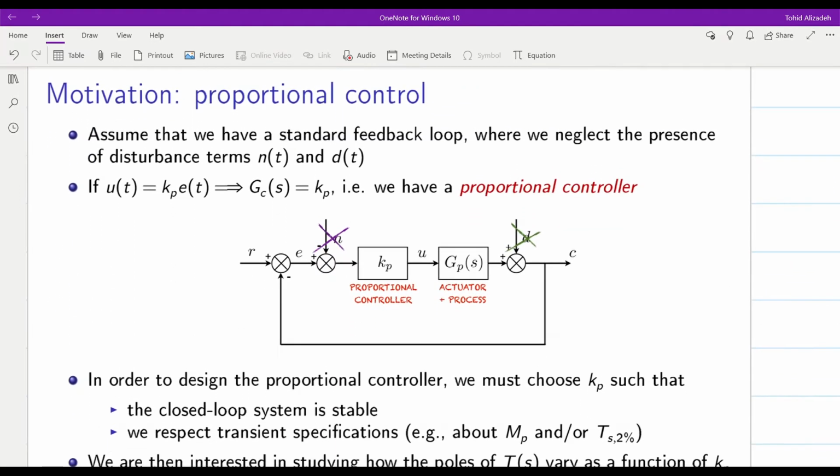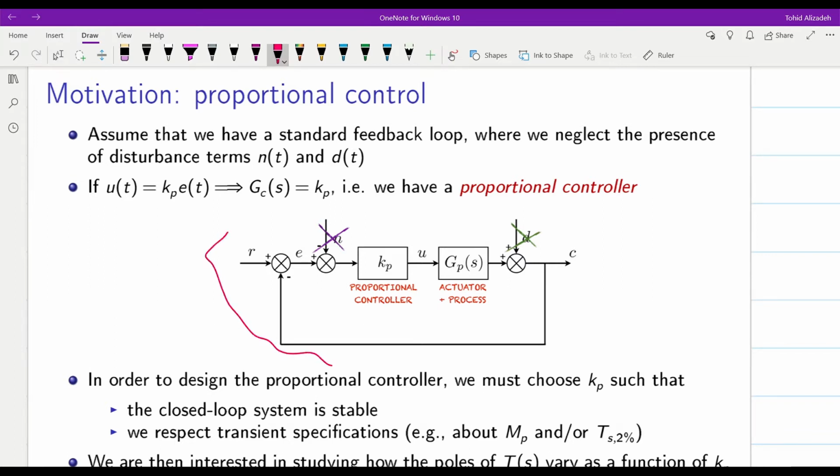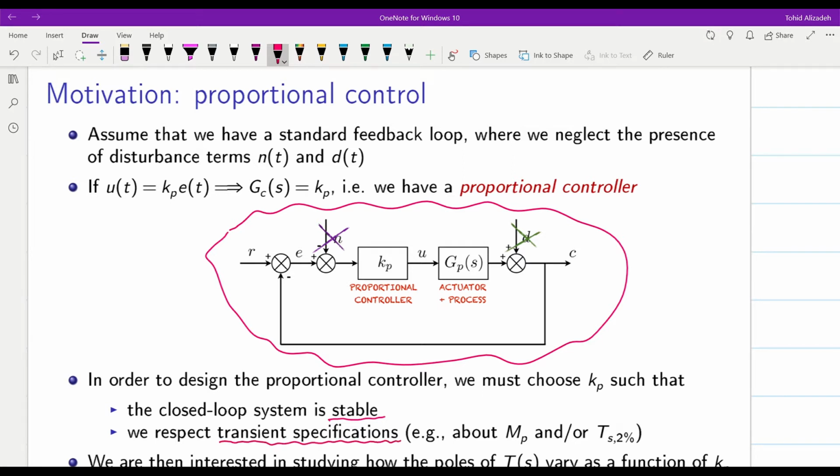If you look at our standard closed loop system that we are using throughout this course, shown over here, our main aim in designing the controller would be to achieve stability for our closed loop system and also satisfy some transient specifications such as the overshoot or settling time or rise time and so on and so forth.